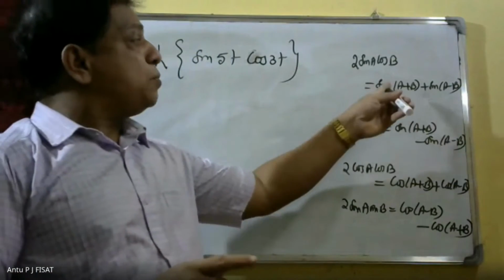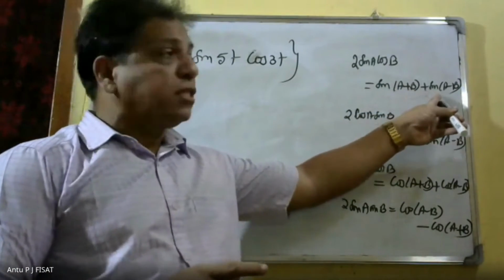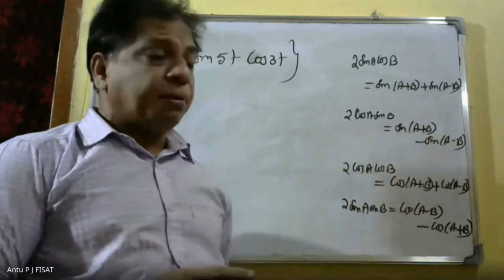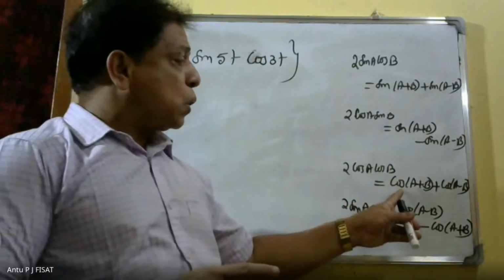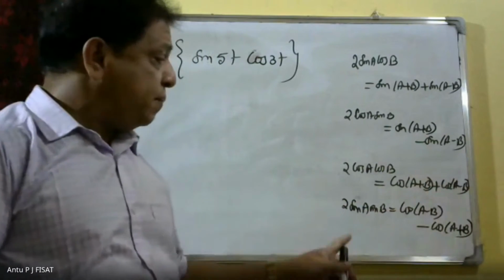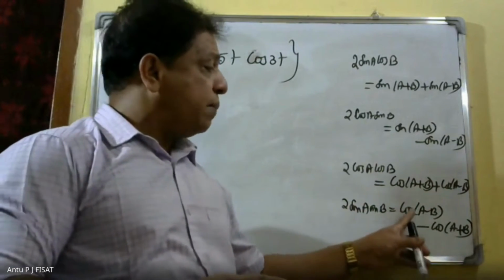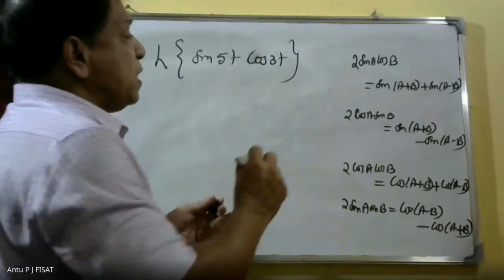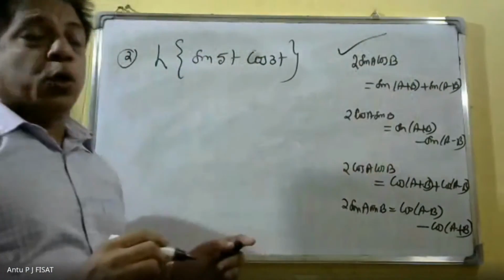Therefore, 2 sin a cos b equals sin (a plus b) plus sin (a minus b). 2 cos a sin b equals sin (a plus b) minus sin (a minus b). 2 cos a cos b equals cos (a plus b) plus cos (a minus b). 2 sin a sin b equals cos (a minus b) minus cos (a plus b). In this problem, we can apply the first identity, 2 sin a cos b.